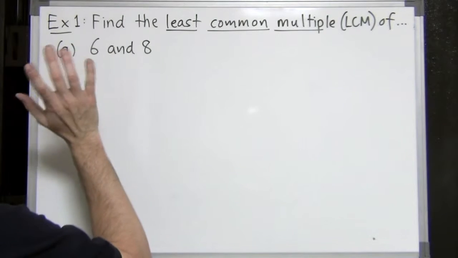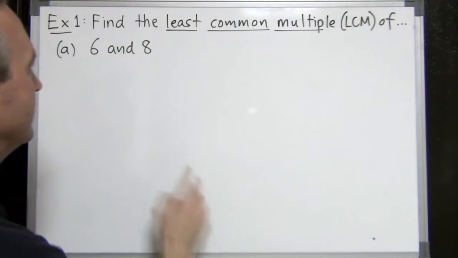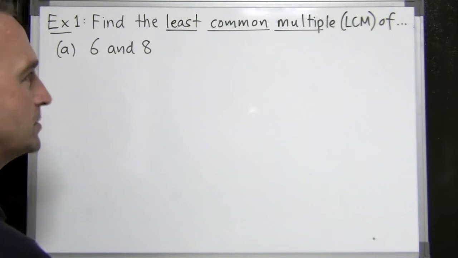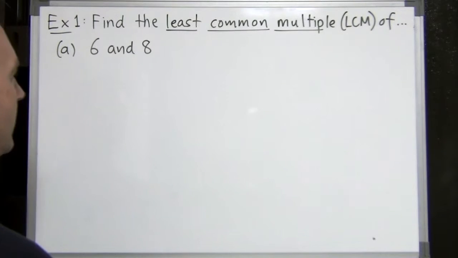So here we have our first example, 6 and 8. The least common multiple is a larger number that 6 and 8 can both divide into and not give any remainder. And it's got to be the smallest number that is possible for that. So to do this, I'm going to do it this way.